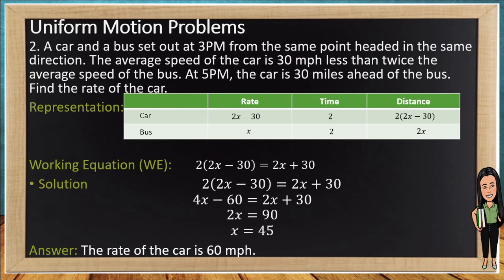Okay? So, kung gusto nyo naman i-check kung tama yung answer nyo, pwede nyo naman na i-substitute yung answer or go back to the question. Okay? So, kung ang rate ng car is 60 miles per hour, ibig sabihin, after 2 hours, naka 120 miles na siya. Kung yung rate naman ng bus is 45, it means after 2 hours, naka 90 miles na siya. Okay? So, yung difference ba ng 90 and 60 is 30. Yes. Ibig sabihin, tama yung na-solve natin.